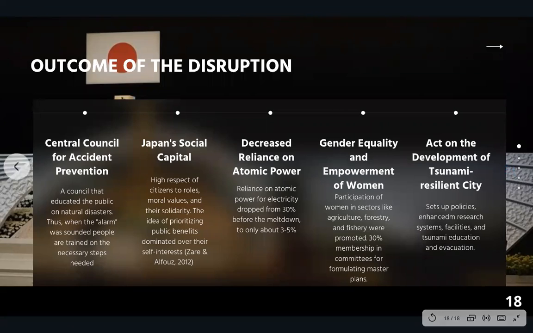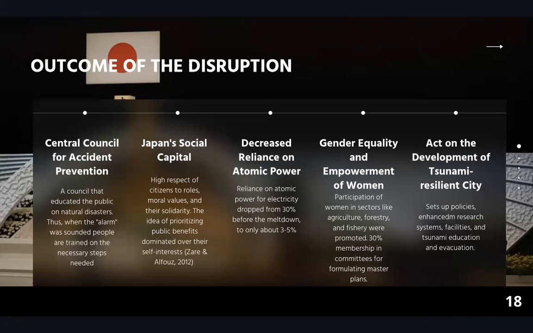So the outcome of the disruption: first, the Central Council for Accident Prevention, a council that educated the public on natural disasters. Thus, when the alarm for earthquakes and tsunamis were sounded, people are trained on the necessary procedures and steps that have to be done in an event that an earthquake and a tsunami happens. And then Japan social capital. Japan has a high respect of citizens to roles, moral values, and their solidarity. The idea of prioritizing public benefits dominated over their self-interest.